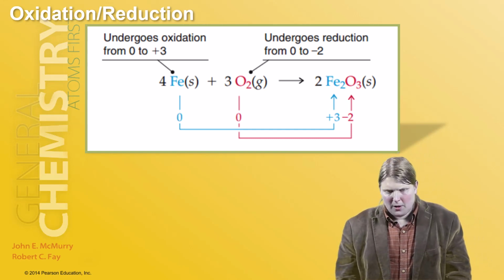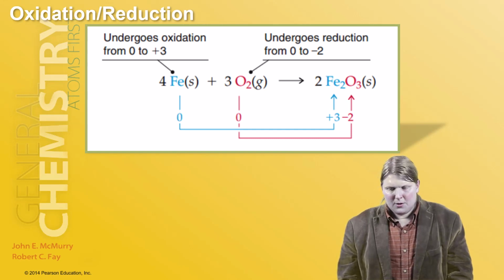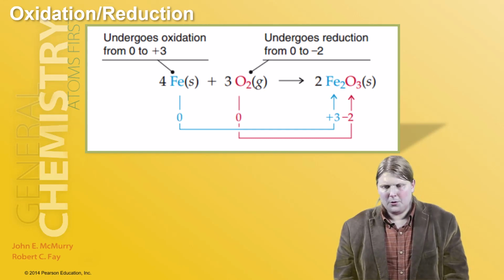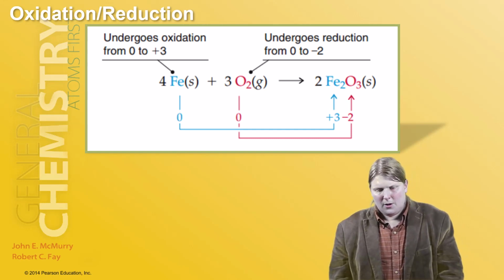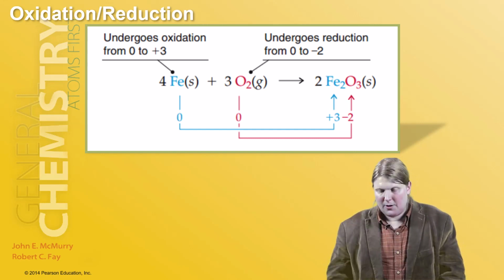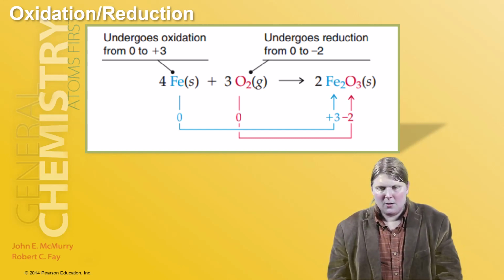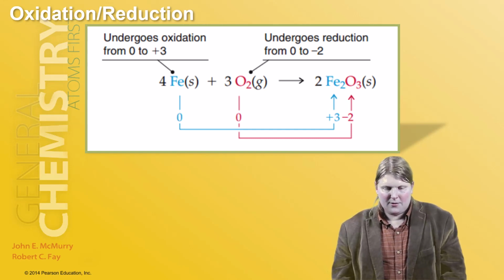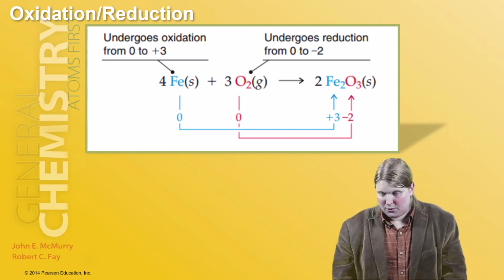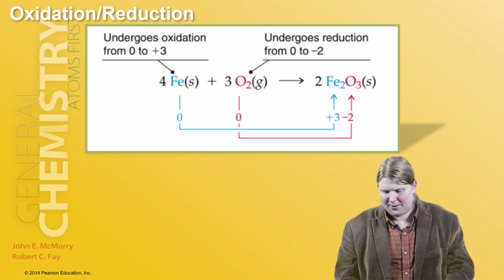So we have 4 irons here, and these 4 irons are also on the right side, and they're undergoing a change from 0 to the +3 state that they have in the iron(III) oxide on the right, and the oxygen is going from the oxygen gas to the 2- state that it has on the other side. So what we're going to do then is identify these as something that undergoes an oxidation and something that undergoes a reduction. So we'll say that the iron is oxidized and the oxygen is reduced because it became more negative, and the iron is oxidized, it became more positive.